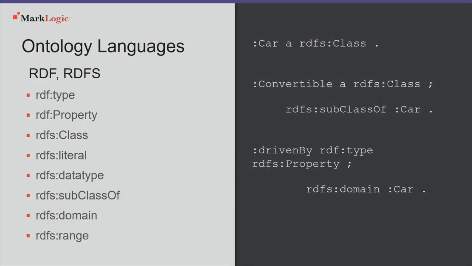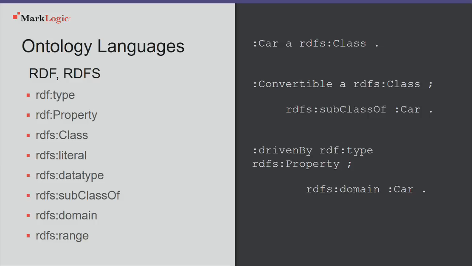We're going to do it with ontology languages. So basically building blocks. You're going to create ontologies with building blocks that are also consistent across ontologies. So you have the RDF and RDFS namespaces, which are just a way you define core concepts, classes, properties, literals, data types. And for our example car ontology, we can describe things like a car as a class. A convertible is also a class. It's a subclass of car, et cetera, et cetera.